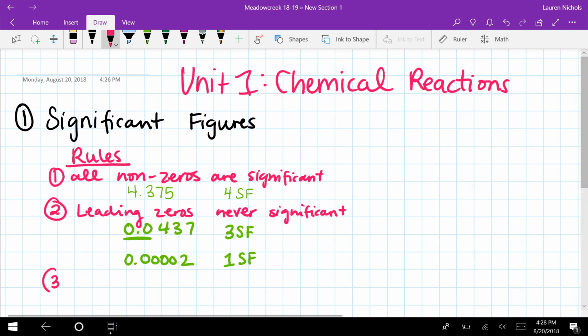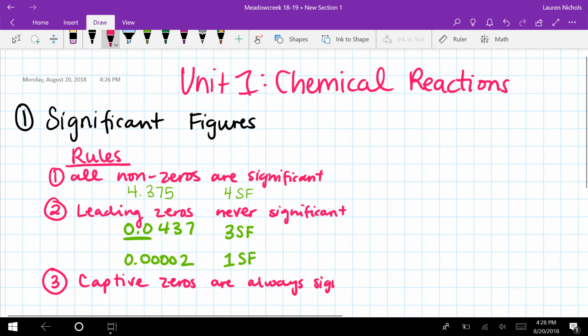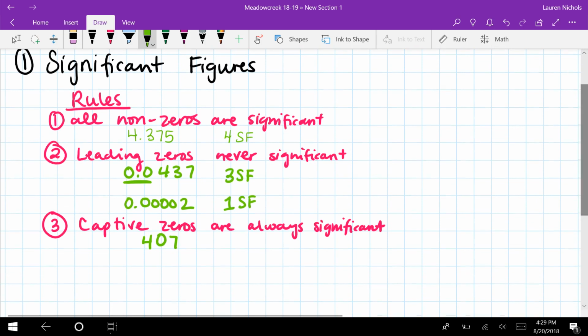Rule number 3 is that captive zeros are always significant. And so this means a captive zero is one that's trapped in the middle. So if I have the number 407, that 0 is in between 2 non-zero numbers. So this would have 3 significant figures.